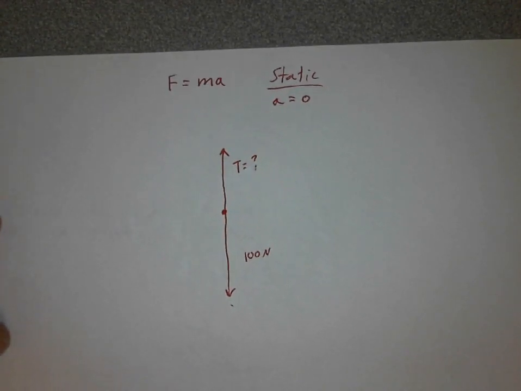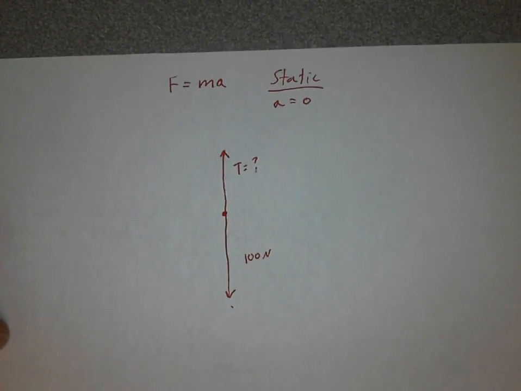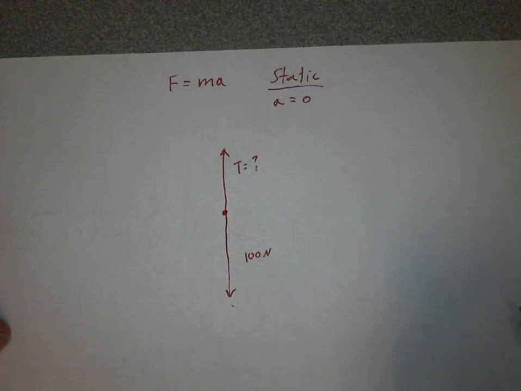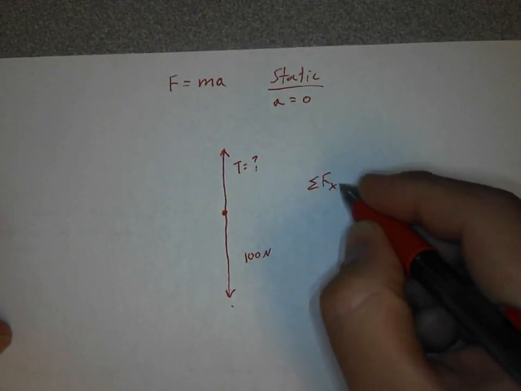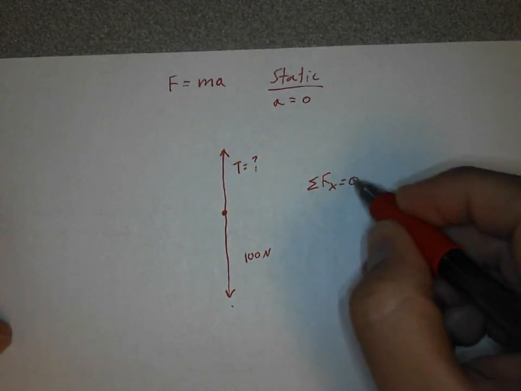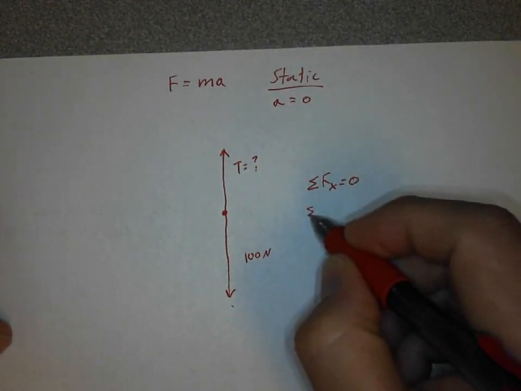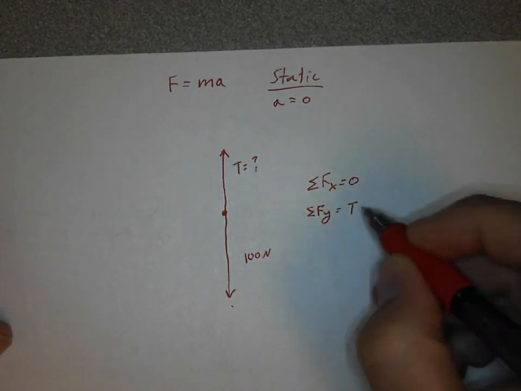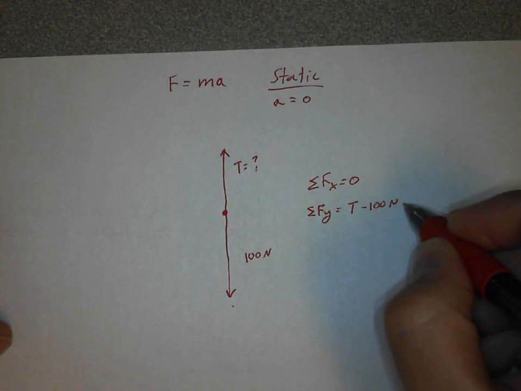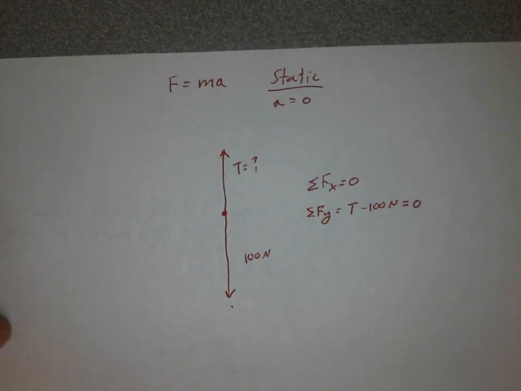What we do know is that we don't want the object to move. So we know that when we add up all of our forces, the acceleration needs to equal 0. If we do the sum of the forces in the x direction, there isn't anything there, so that's just 0 anyway. But for the sum of the forces in the y, I've got T in a positive direction minus the 100 newtons, and that's going to be equal to 0.